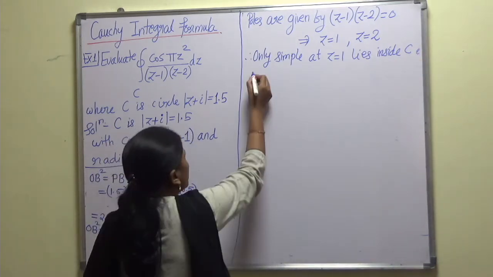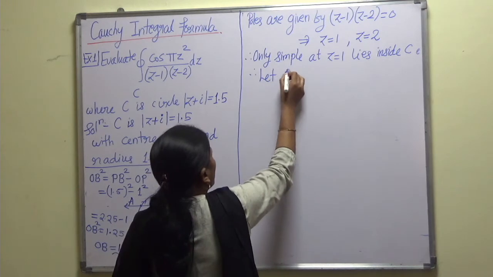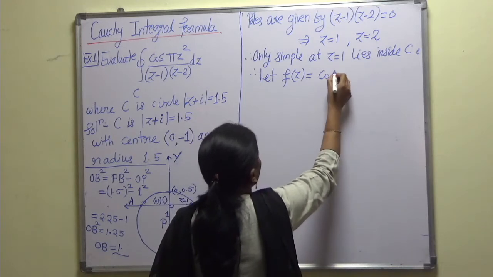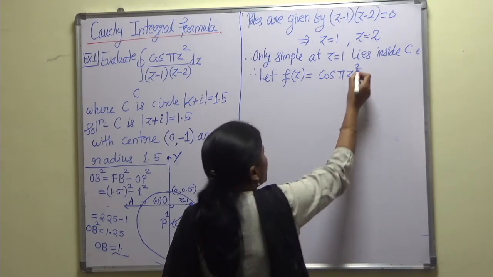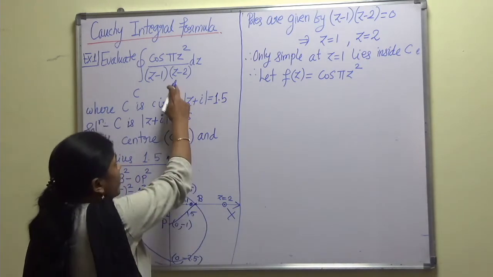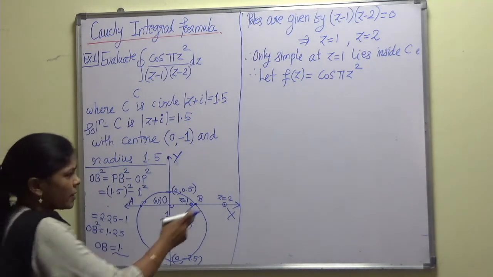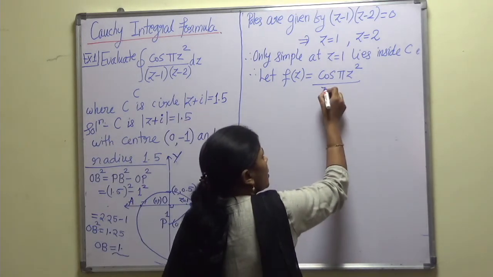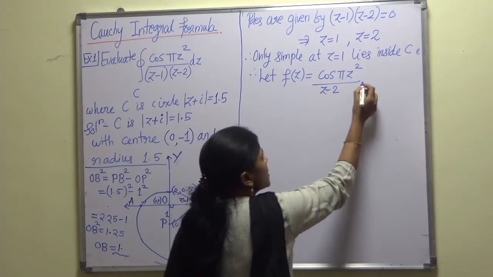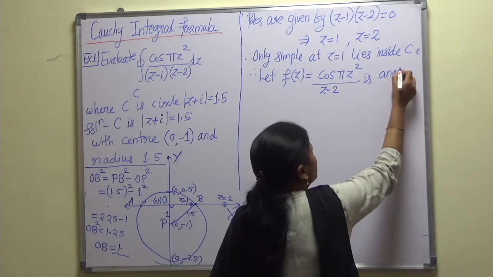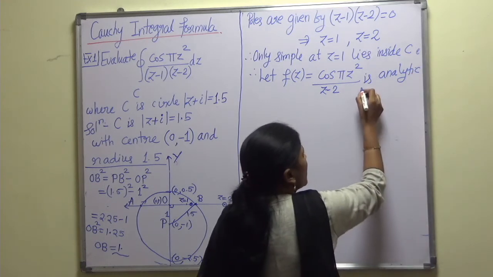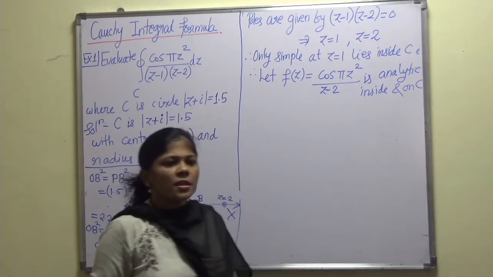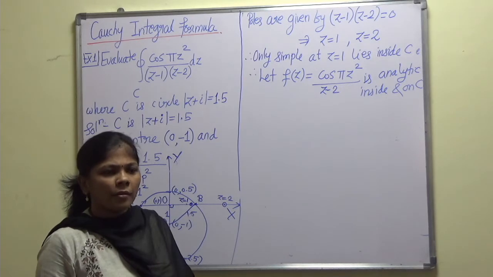Therefore now we will define the function. Let f of z equal the numerator, that is cos pi z square, and the part of the denominator whose pole is lying outside. What is that part? z equal to 2, which I get from z minus 2. So we write f of z equal to cos pi z square upon z minus 2, which is analytic inside and on C. In this way we have the desired function.